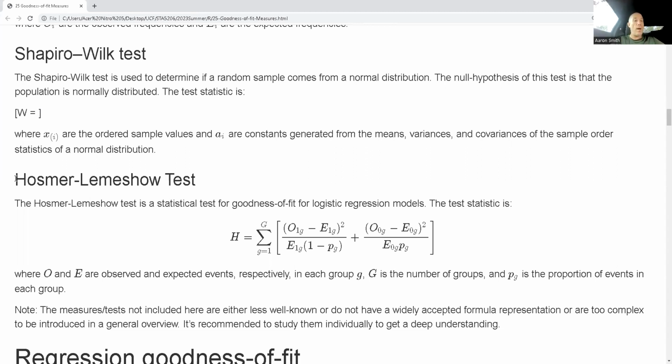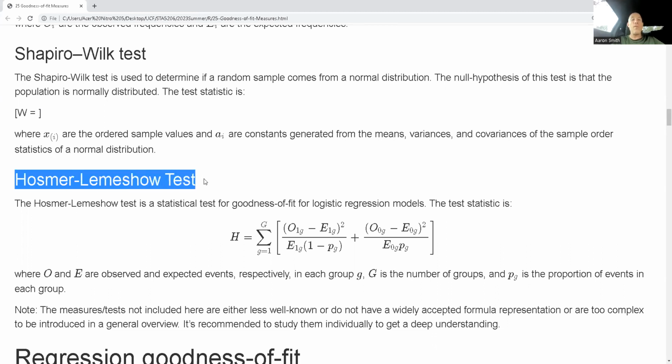Now, the Hosmer-Lemeshow test, this is specifically for logistic regression. With logistic regression, we can run this to check to see if we have a goodness of fit.